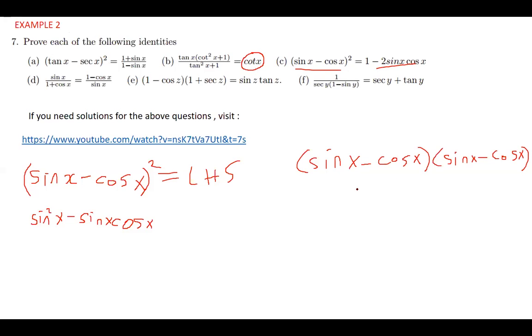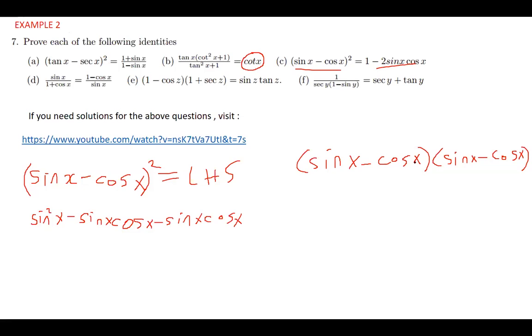Cos x like that. So sine x minus cos x. So this is the same as sine times sine there. Sine times this sine times that sine, you get your sine squared. And then sine times negative cos, you get your negative sine x cos x. Same applies to negative cos x times sine x, you get again your negative sine x cos x.